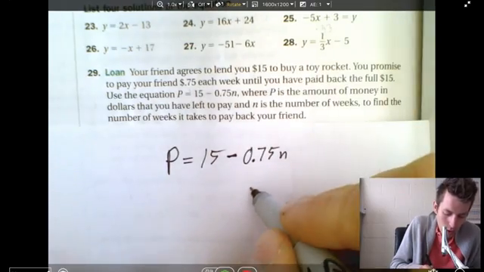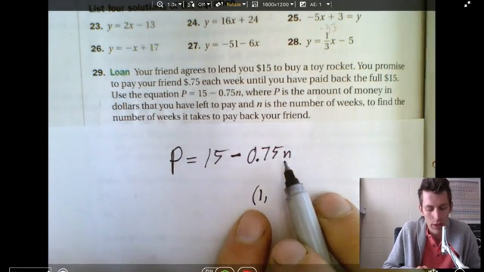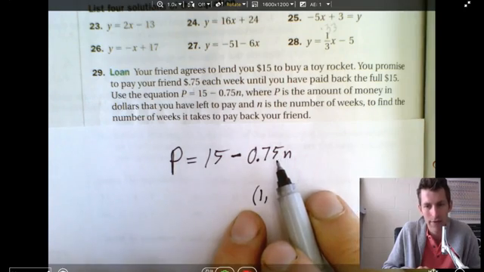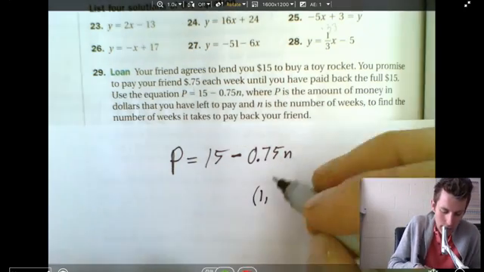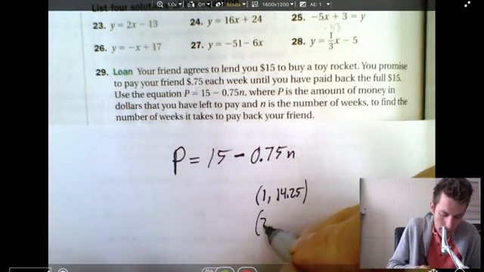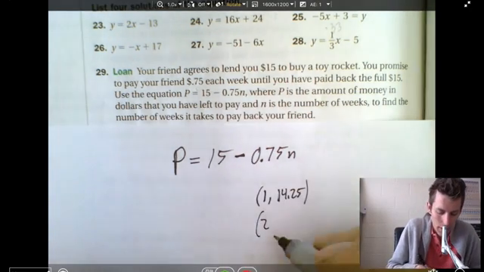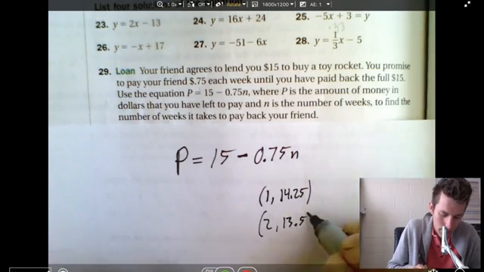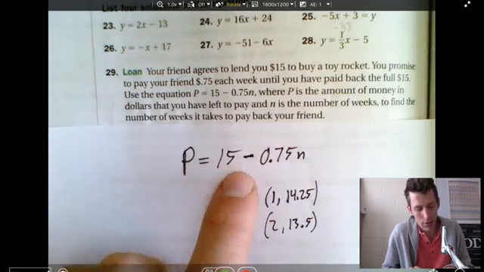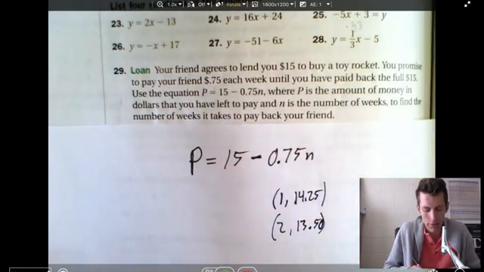Right? So you're having to pay $15 minus whatever you've already paid. So in 1 week, I'm going to make some ordered pair solutions here. After 1 week goes by, we'll put a 1 in here for N. That means you've paid 75 cents. What's 15 minus 75 cents? $14.25. After 2 weeks, 0.75 times 2 is 1.5, so 15 minus 1.5 is 13.5. Because if I put a 2 in for N and I do the math, P would equal 13.5. Now this is dollars, so I'm going to put a 0 there, $13.50.